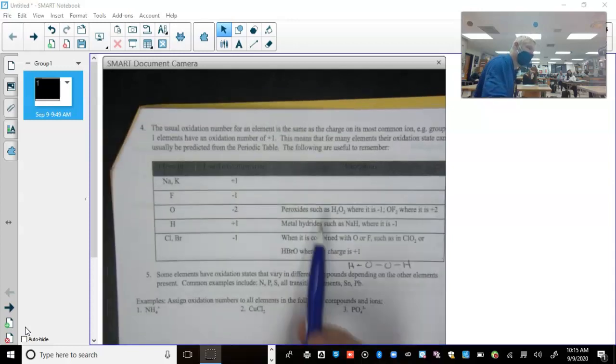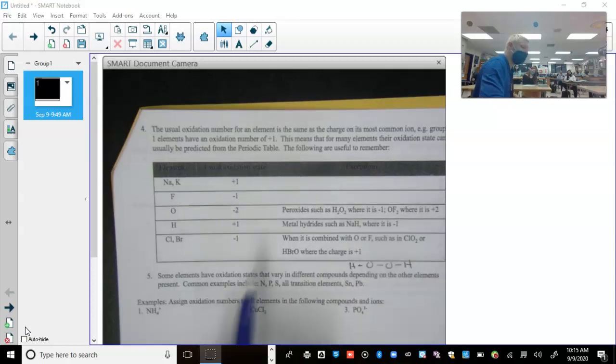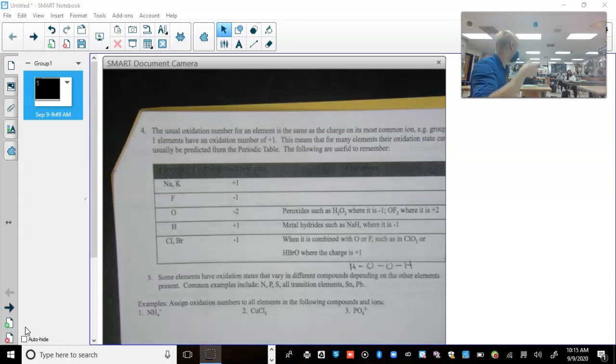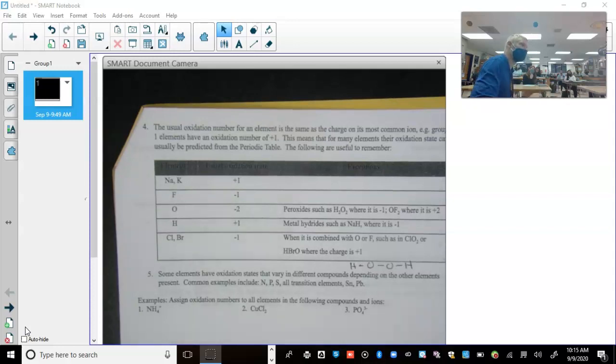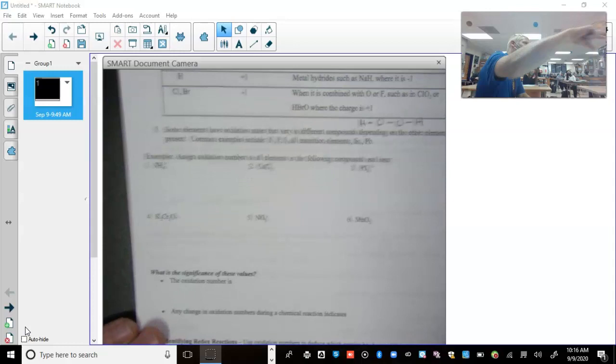Hydrogen's always +1 unless it's in a weird situation where it's a metal hydride. Again, not a common situation, it'd be -1. So if you got positive hydrogen with a positive metal, it's going to act negative. Chlorine, bromine, -1 unless they're with non-metals, then it gets different. And here we got a bunch of example problems, which is more of what we're doing.